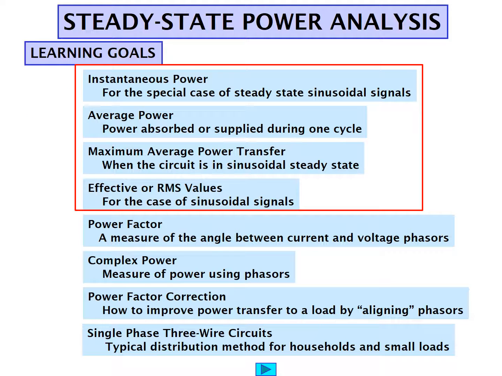Our learning goals for these first four sections are to consider instantaneous power for the special case of steady-state sinusoids, average power, that is the power absorbed or supplied during one cycle, the maximum average power transfer when a circuit is in sinusoidal steady state, and then finally effective or so-called RMS, root mean square, values for the case of sinusoidal signals.